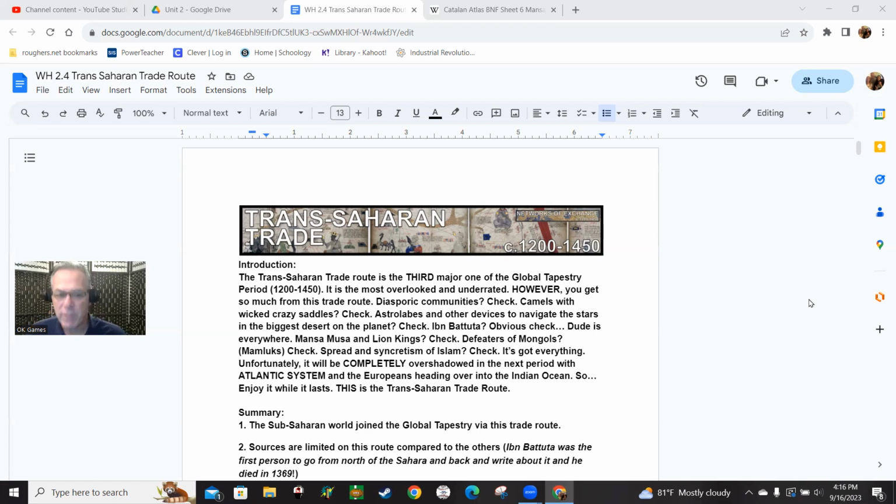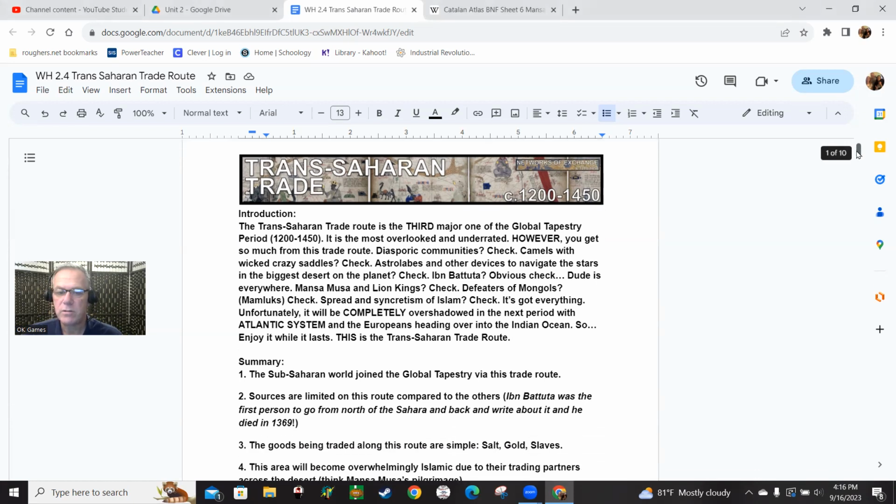So it's got everything. It's overshadowed, I think, in some ways by the other two trade routes, but this is a really important cultural cauldron of Africa. So sub-Saharan Africa is going to join the golden tapestry through this route.